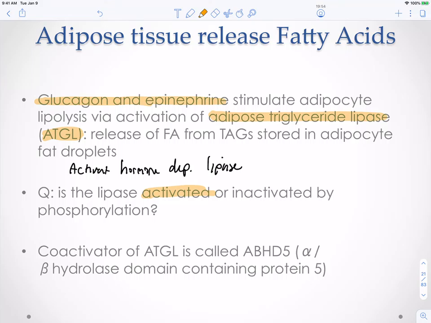There is also another protein that's important for the activation of not your hormone-dependent lipase, but the activation of your adipose triglyceride lipase. And that is this ABHD5 co-activator. It's alpha beta hydrolase domain-containing protein 5. And this is also going to be activated by glucagon and epinephrine. And it's not really activated, but its inhibitor. It's one of those that is bound by an inhibitor, and phosphorylation will release that inhibition.